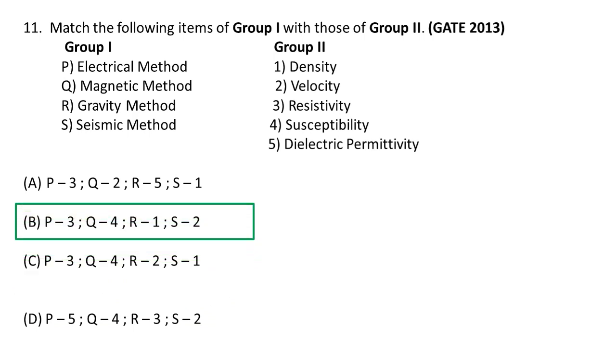So, the electrical method is for resistivity, and the magnetic method is for susceptibility, and the gravity method is for density, and the seismic method is for velocity. So, hence here B is the correct option.